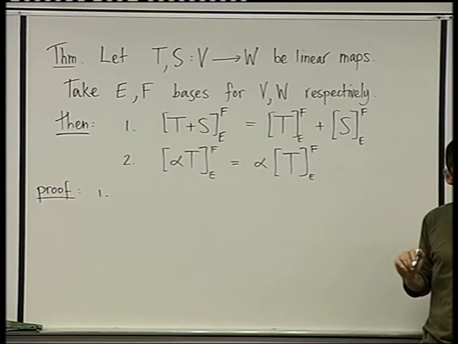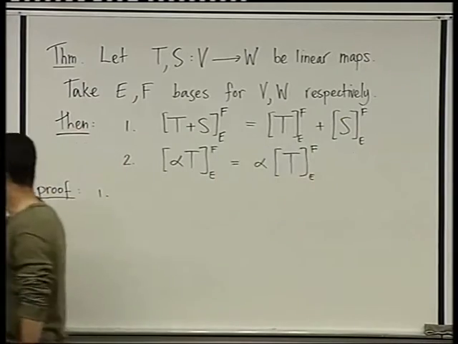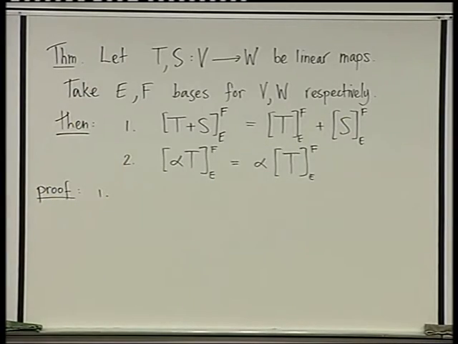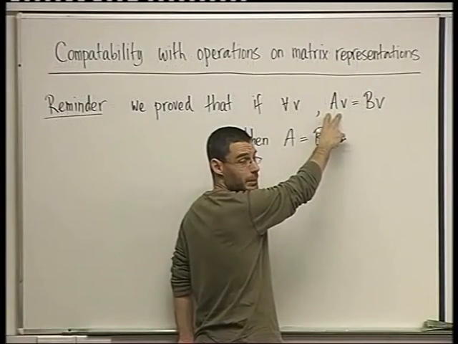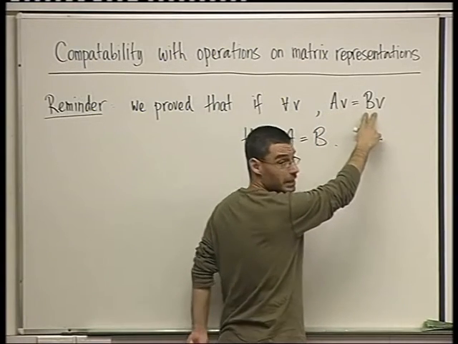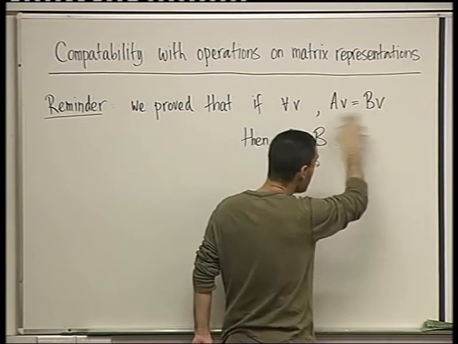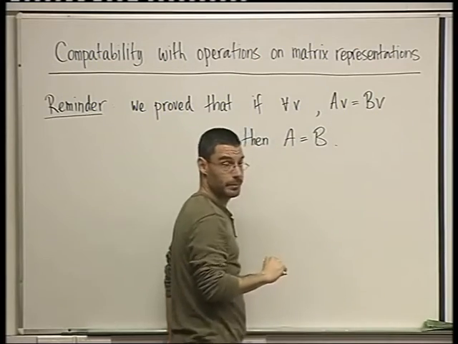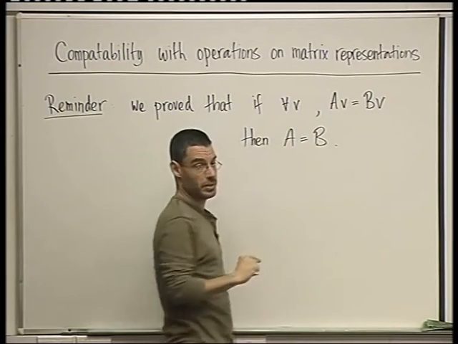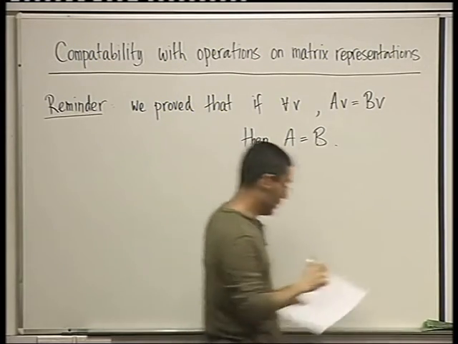Okay? You with me? Let's look back at that reminder. Here I'm going to take the right-hand side of the equation I claim is true in 1. Here I'm going to take the left-hand side and show that they're equal for any v. And it will follow that the matrices are equal. Okay? So let's do that.